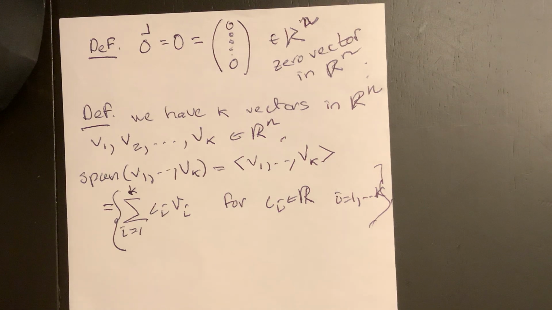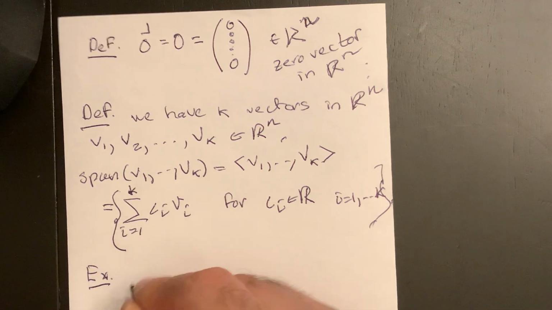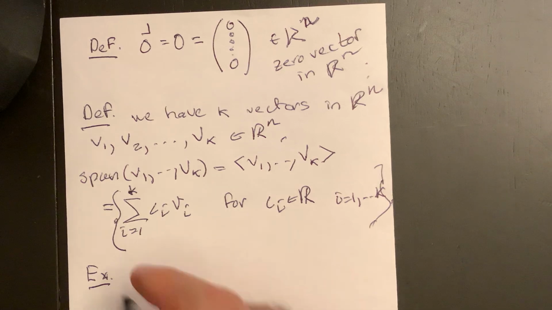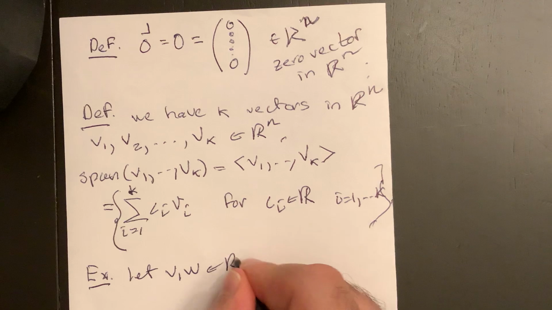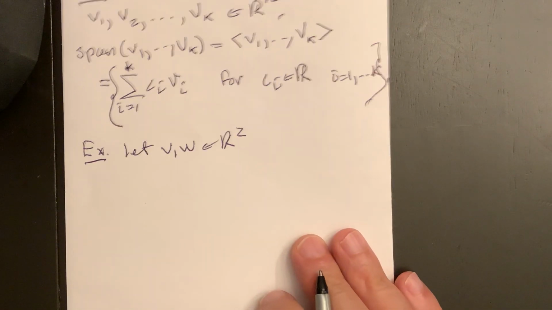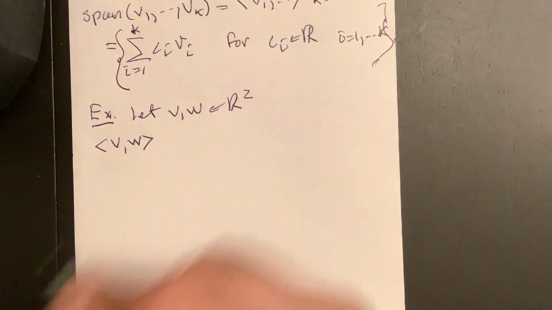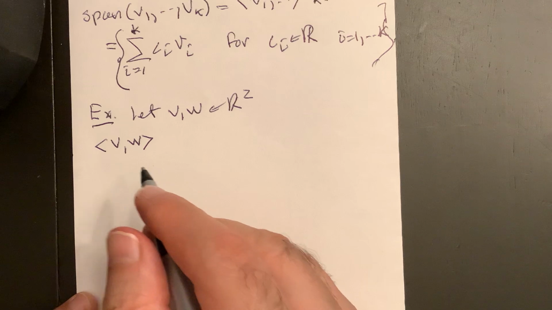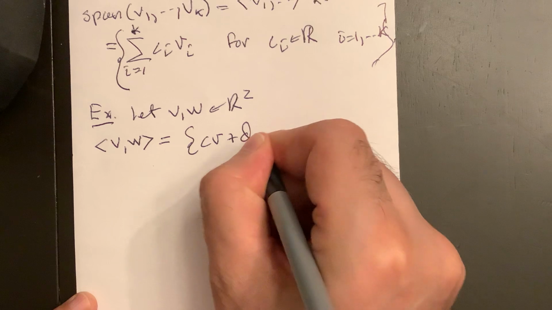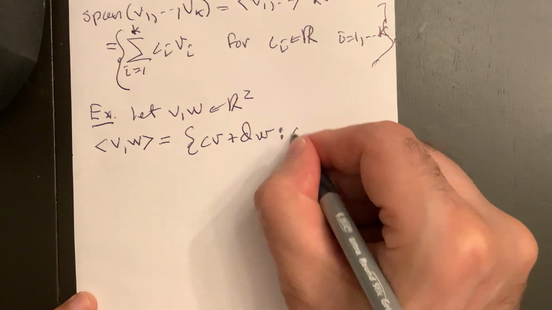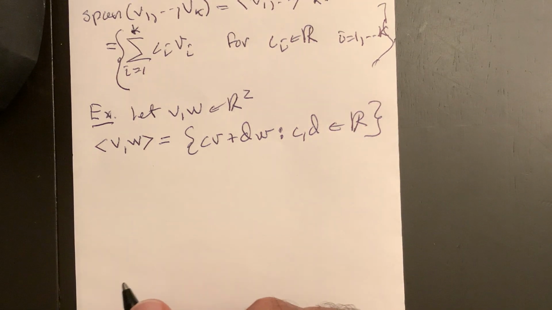All right. For example, in R2, we could maybe use it a little simpler. Let, say, V and W be in R2. They each have two elements. And then the span of V and W, it's everywhere linear combinations of V and W can go. This is just equal to, say, the set cV plus dW such that c and d are real numbers. Okay.